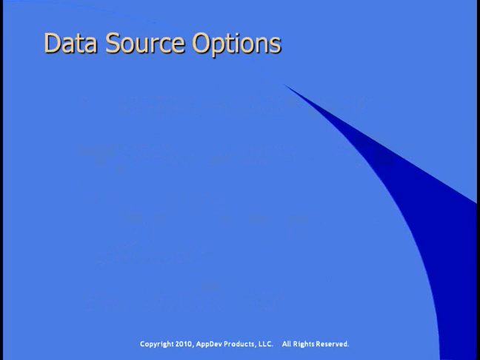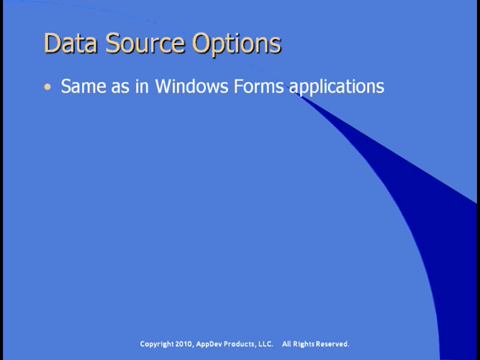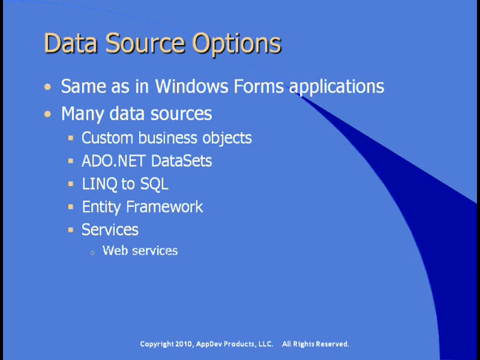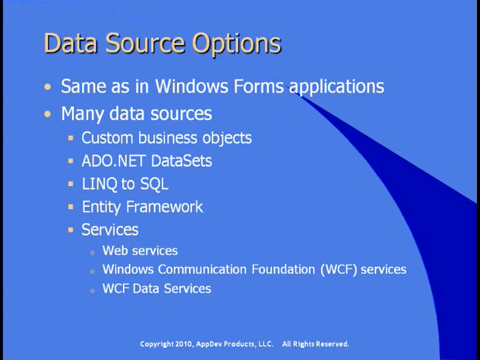Where does data come from in a WPF data application? Essentially, you have the same options as you have in Windows Forms applications. And you can get data from a number of data sources. From custom business objects, you can use ADO.NET datasets, LINQ to SQL, Entity Framework, or you can call services, whether they're web services or Windows Communication Foundation services or WCF Data Services. The WPF runtime doesn't really care where the data comes from. Data binding works the same.